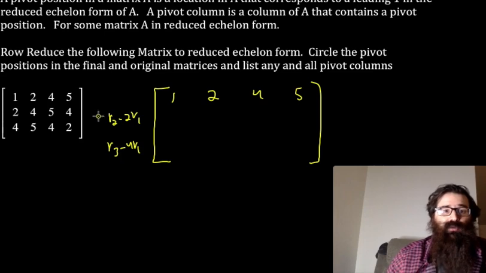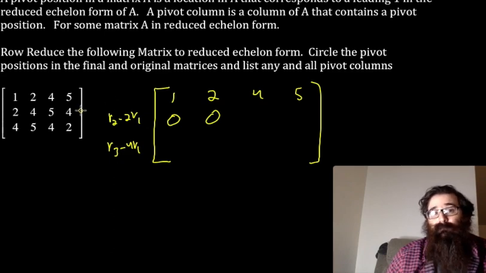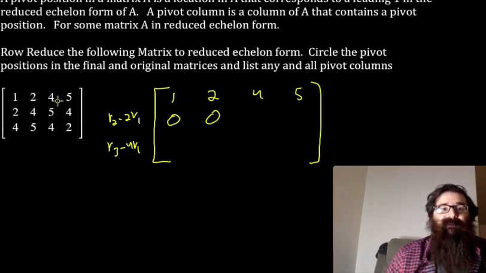So let me go to row 2, replacing with row 2 minus 2 row 1. So I get 2 minus 2 times 1 gives me 0, which is good. 4 minus 2 times 2 gives me 4 minus 4, which is 0, so that's nice. 5 minus 2 times 4, that's 5 minus 8, gives me negative 3. And then 4 minus 2 times 5, that's 4 minus 10, gives me negative 6.